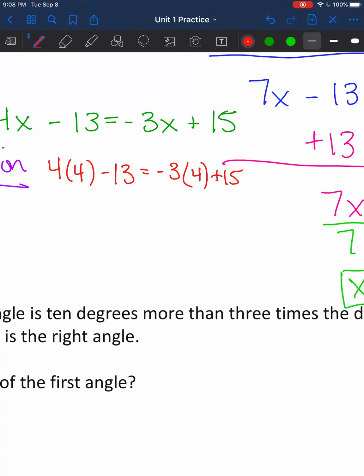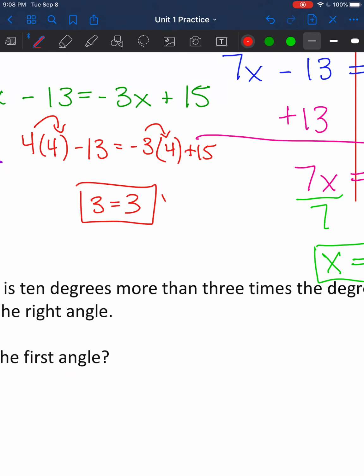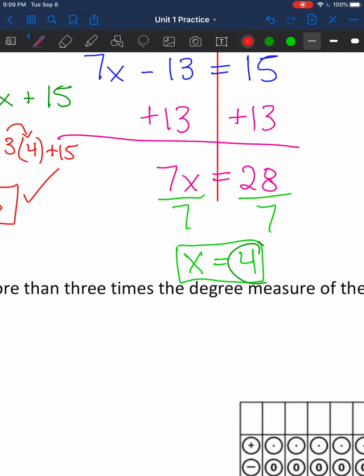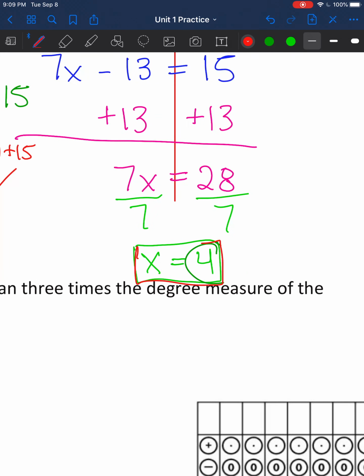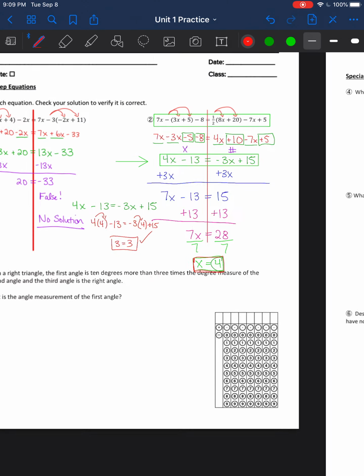4 times 4 is 16. 16 take away 13 is 3. Negative 3 times 4 is negative 12, and negative 12 plus 15 is 3. This is a true statement, so that means that x equals 4 is the solution.